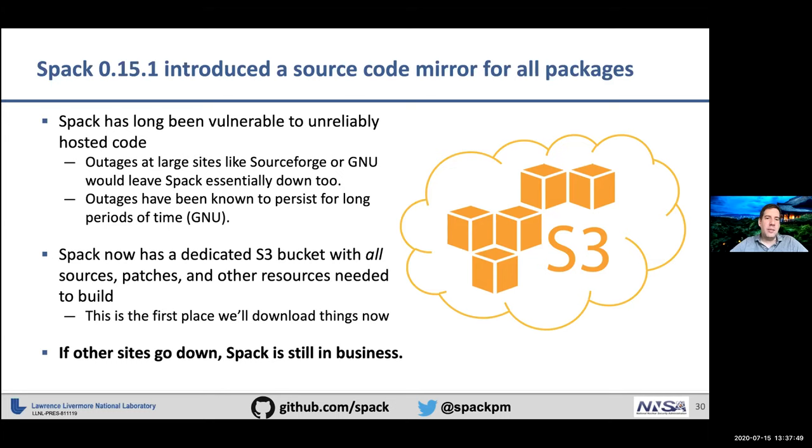So if SourceForge goes down, if the GNU mirror goes down, you would just get an error fetching and you couldn't fetch your tarball. But now we've deployed a mirror of our own, where basically we're putting all the different sources and patches and other resources that you need to build on the web in our own S3 bucket. And so this is now the first place Spack will search for packages, and it'll download the binary from here if it can, and if not, then it'll go and find it in an authoritative source.